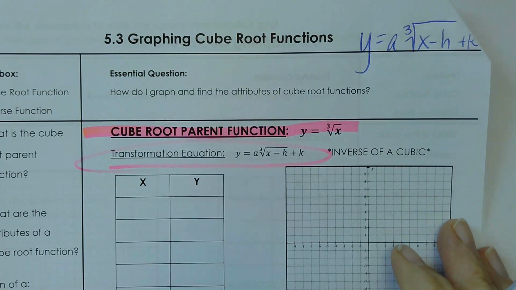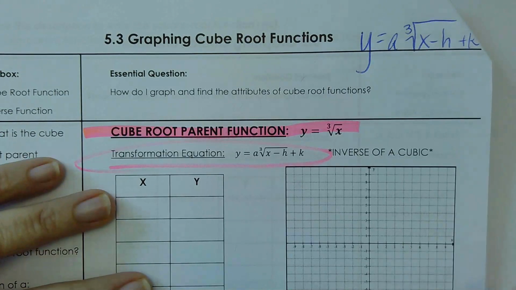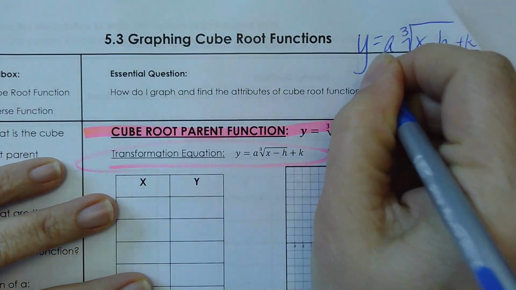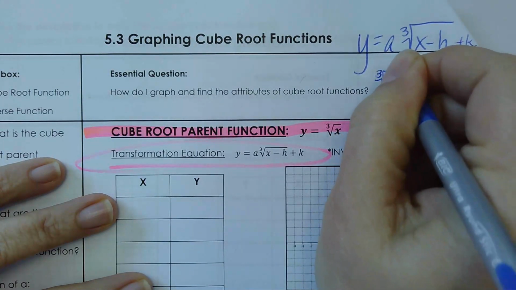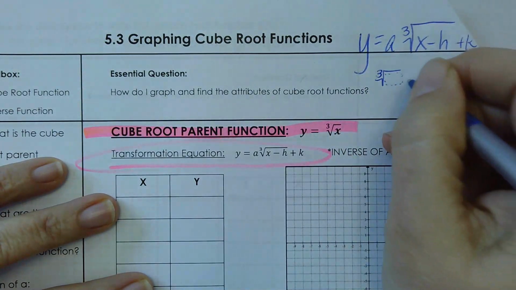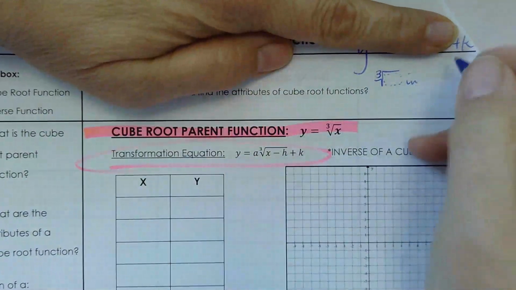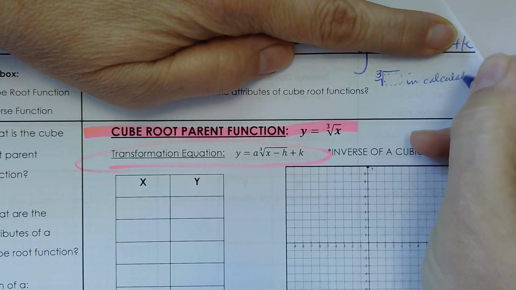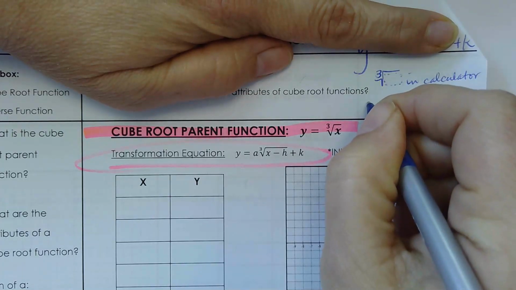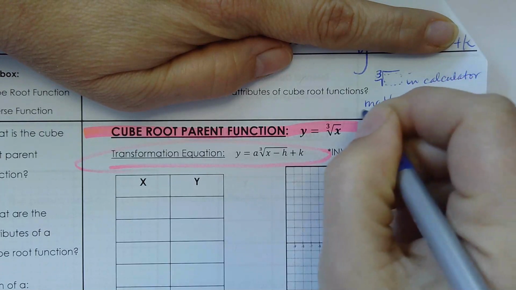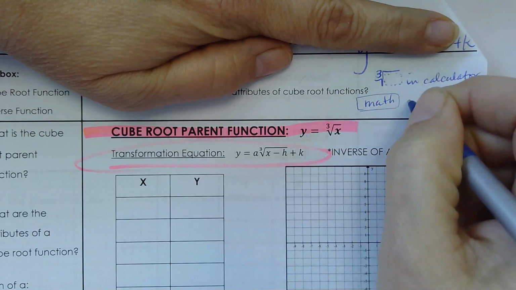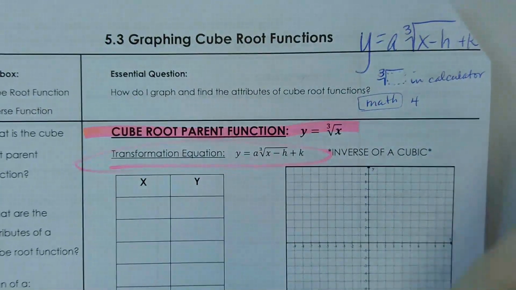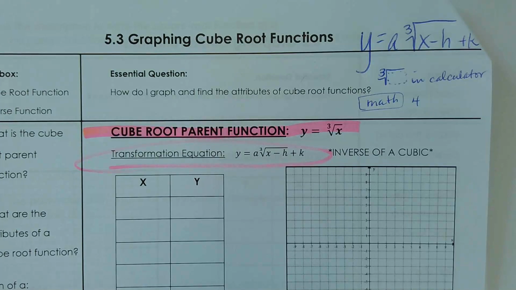One thing that you'll need to know when you're working through these problems is how to put this symbol, cube root of something, anything, into the calculator. To make this symbol appear in your calculator, what I recommend is hit the Math button and 4. And that looks like this. So that's useful.